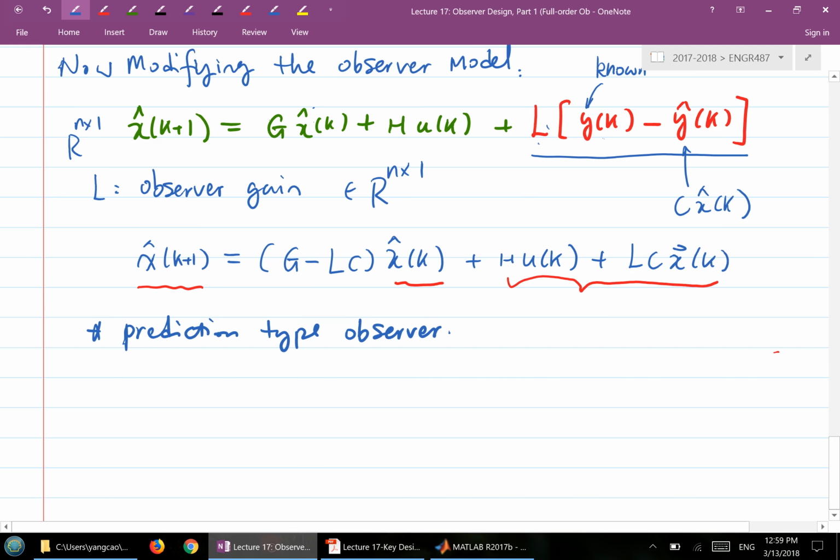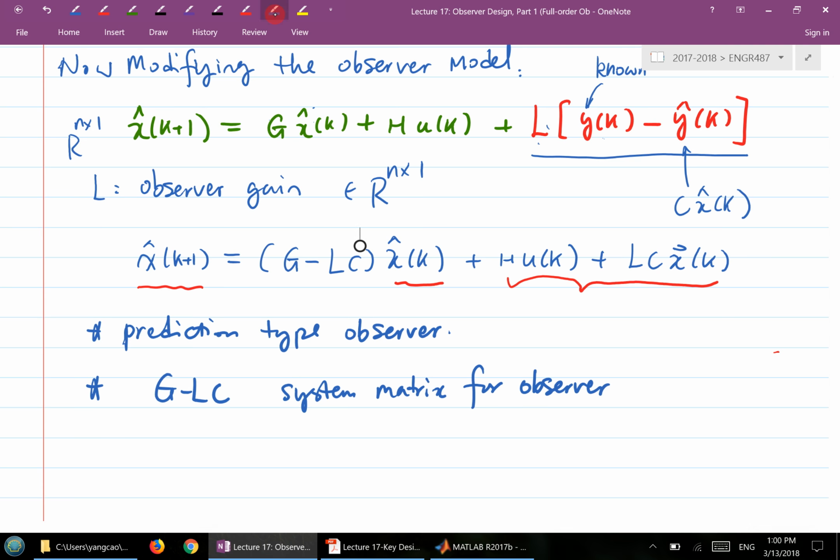And second of all, there's this G minus LC here. As we're going to see, this G minus LC is called the system matrix for the observer. And it's very much the same idea as the system matrix when you design pole placement, right? When you design pole placement, u equal to negative Kx, and you get a feedback, the system matrix becomes G minus HK. So that's the connection in here.